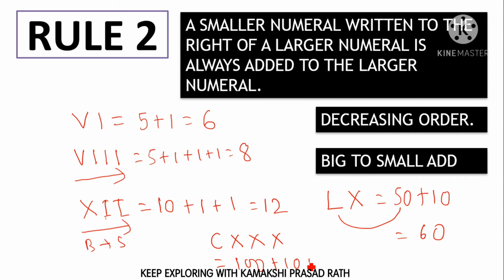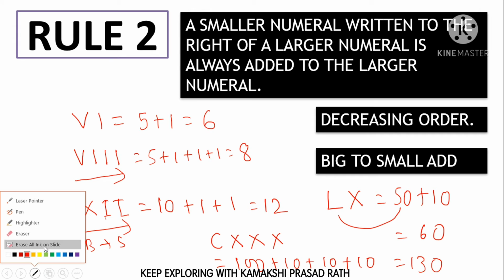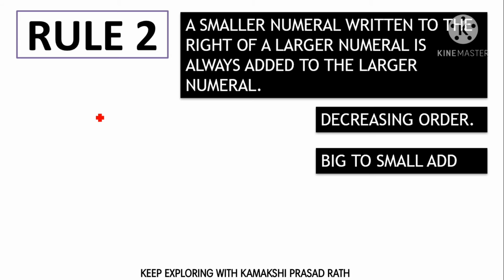Then after followed by all smaller symbols, you can see here. So we have to just add them. So remember, whenever we have a big to small, we have to add the values. So we can write now.